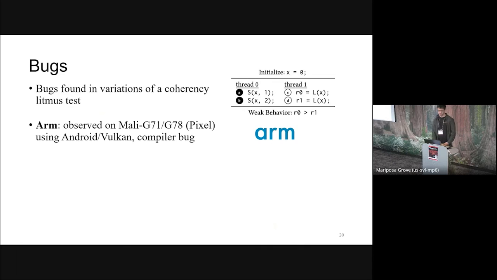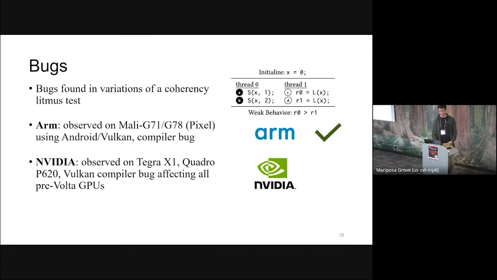But we observed it. We observed it on the Mali G71 and G78 GPUs, which is the GPU in the Pixel 6. That turned out to be a compiler bug in ARM's stack, which they fixed. We also observed it on NVIDIA devices, on the Tegra X1 and a Quadro P620. This turned out to be an NVIDIA Vulkan compiler bug affecting all pre-Volta architecture GPUs. So we talked to someone at NVIDIA and they fixed that.